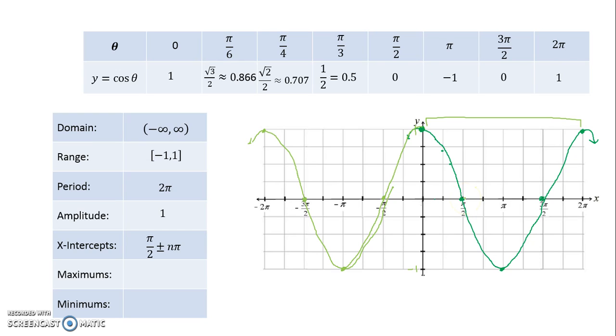Your maximums, the first one's at 0. You don't have another maximum until you hit 2 pi. It does repeat that pattern. So 0 plus or minus 2 pi n. My minimums are happening at pi and negative pi. So the first one's at pi. To get to negative pi, you would have subtracted 2 pi. So again, that's going to be pi plus or minus 2 pi n.